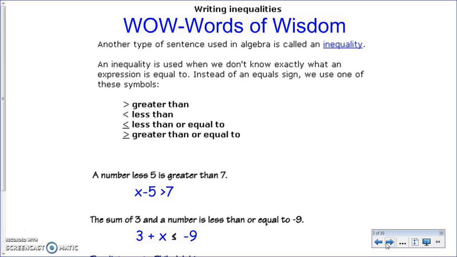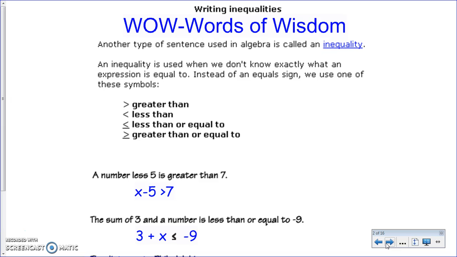Writing inequalities. Another type of sentence used in algebra is called an inequality. An inequality is used when we don't know exactly what an expression is equal to. Instead of an equal sign, we use one of these symbols: greater than, less than or equal to, and greater than or equal to. As you can see, for the ones that are equal to, they have a line underneath it. So it's less than or equal to, or greater than or equal to if it has the line under the sign.